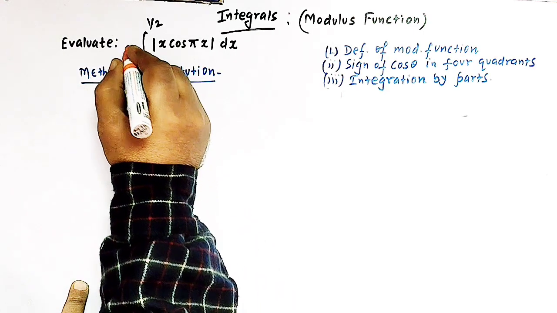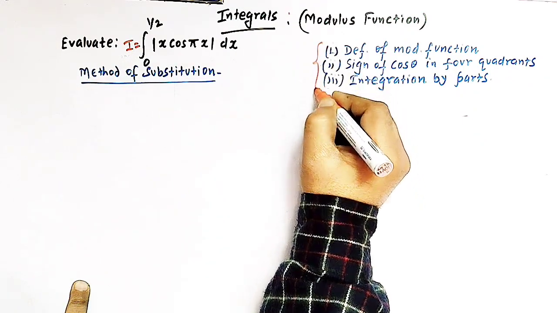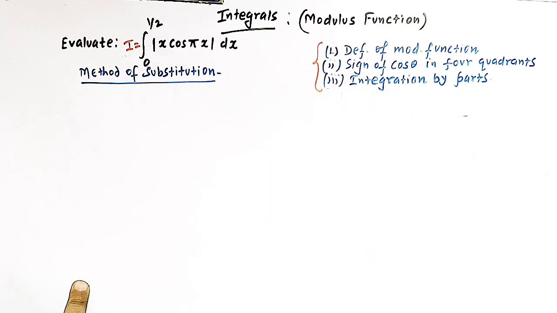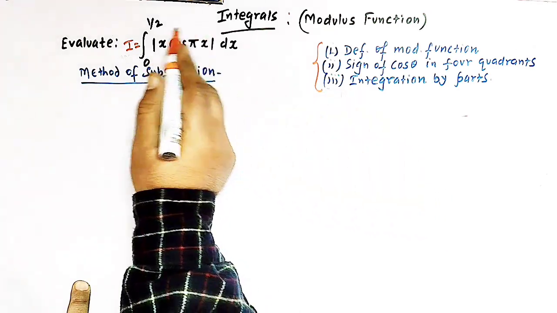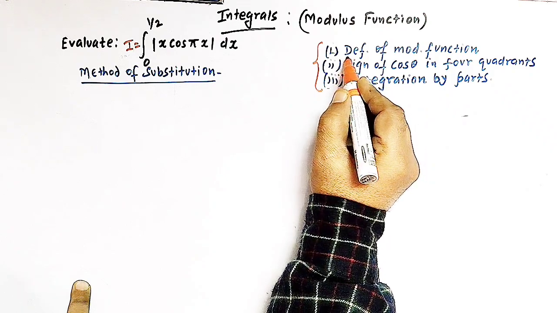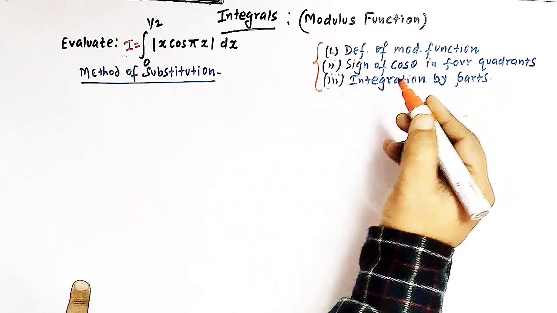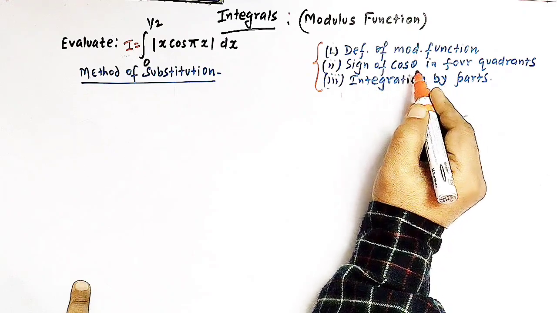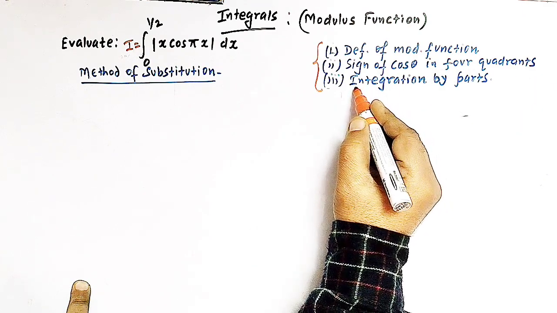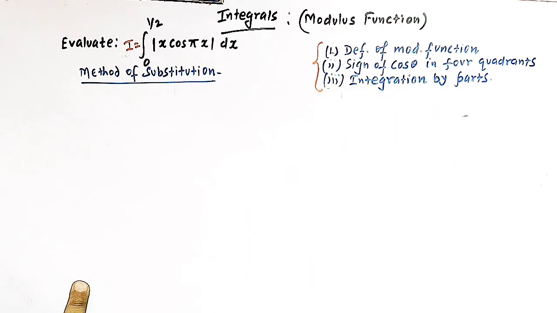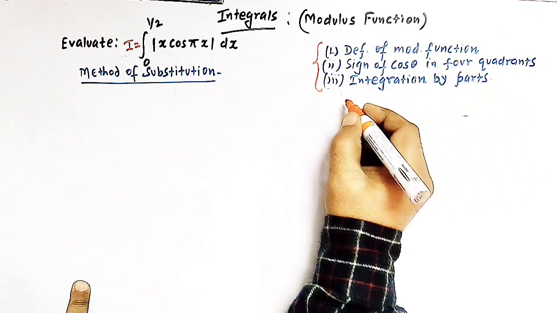So let us first call this integral as I, right? And here we have the three important concepts which are going to be useful in the evaluation of this definite integral. So the first one is a definition of mod function. The second one is the sign convention for cos theta in 4 quadrants, and then the third one is integration by parts, right? So in the first case, we have the definition of mod function.